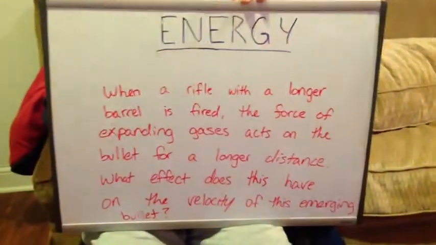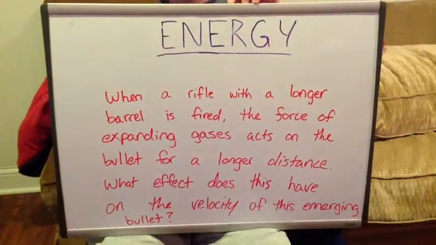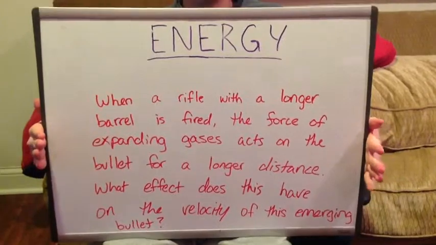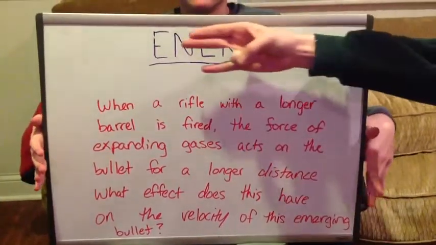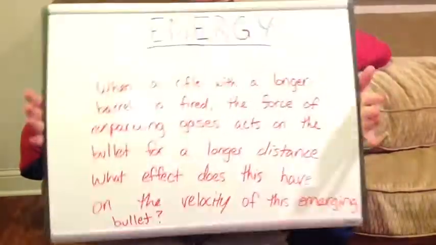Say, Jack Penn, when a rifle with a longer barrel is fired, the force of expanding gases acts on the bullet for a longer distance. What effect does this have on the velocity of the emerging bullet? Well, Dan, when a rifle with a long barrel is fired, more work is done as the bullet is pushed through the longer distance. A greater kinetic energy is the result of the greater work. So, of course, the bullet emerges with a greater velocity.